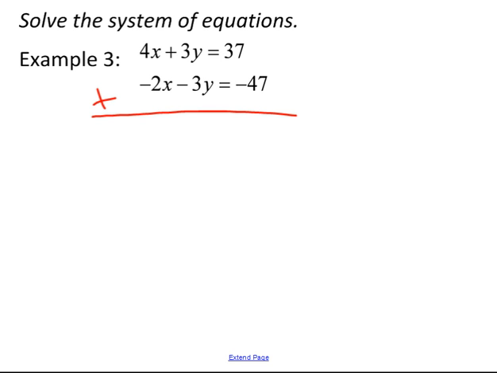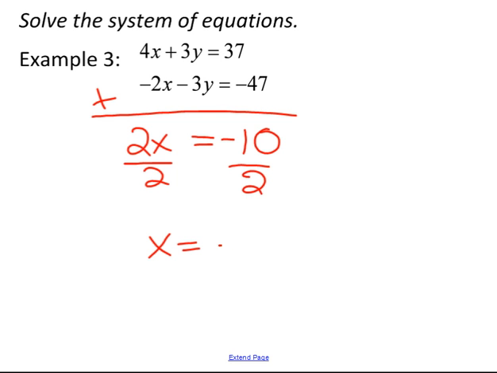4x plus a negative 2x gives me 2x. 3y plus a negative 3y is 0y, or nothing. And 37 plus a negative 47 gives me negative 10. Divide by 2. You get x equals negative 5.